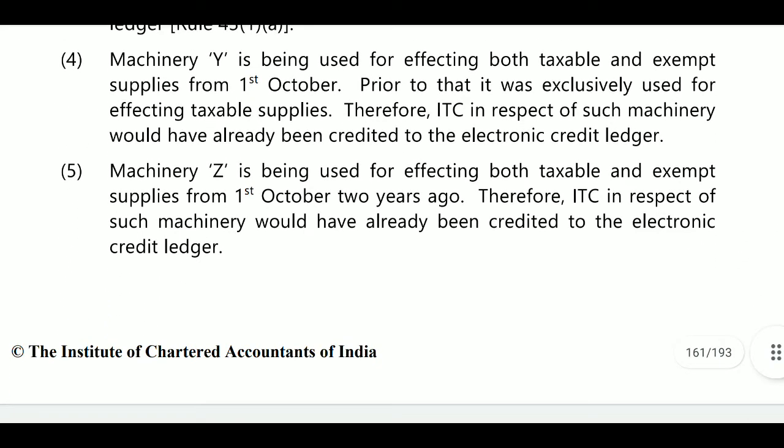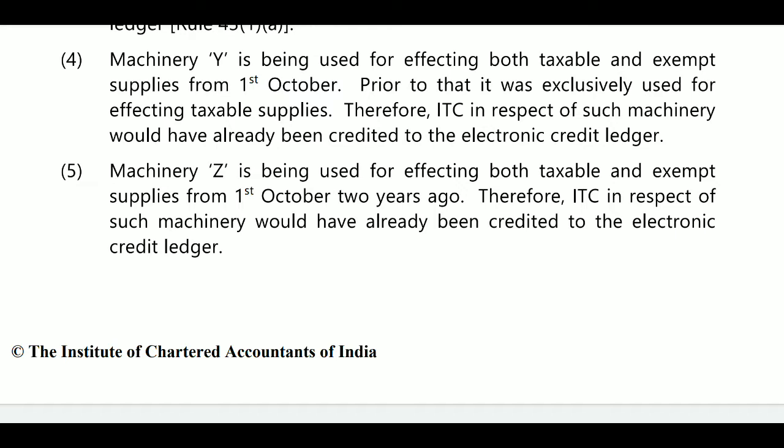Next, fourth point, machinery Y is being used for effecting both taxable and exempted supplies from October. Prior to that, it was exclusively used for effecting taxable supplies. Therefore, ITC in respect of such machine would have already been credited to the electronic credit ledger. So it will not be considered now, machinery Y.